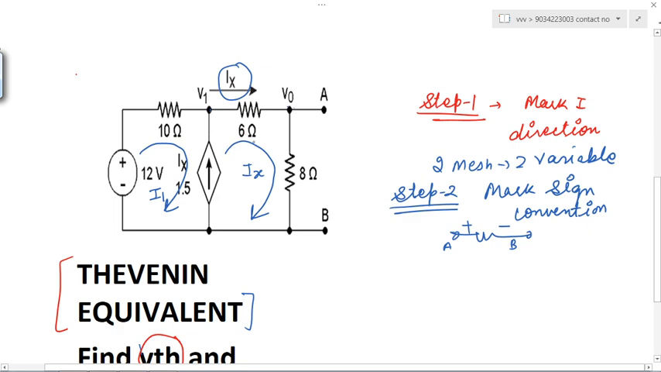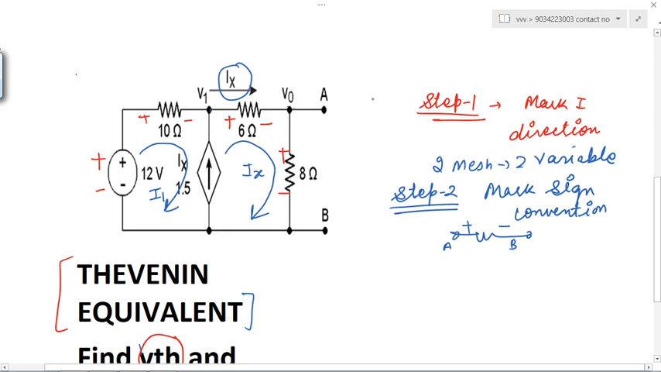You can see this Ix is flowing from this direction, so you will mark positive here, negative here, positive here, negative here. In this I1 is the current flowing like this, so positive here, negative here. Battery sign will remain positive and negative. Now our step number 2 completed. Move to step number 3.